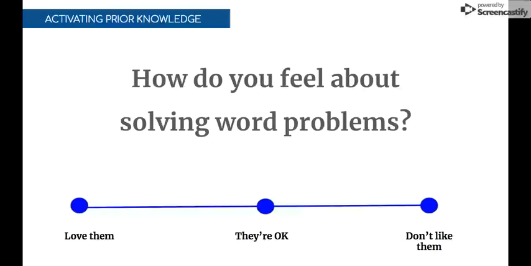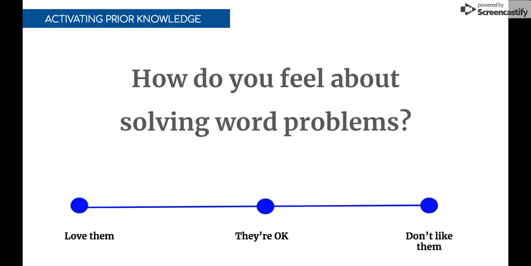All right, so I would start off to activate their prior knowledge. I would just ask them, how do you feel about solving word problems? And we would do a continuum activity where they could line up on one side of the room if they absolutely love them, line up on the other side of the room if they don't like them, and then in the middle if they're just okay. And the reason why I want to do this is just to get them starting to talk about how they feel about word problems so I can get a read for the class at their level of comfort.